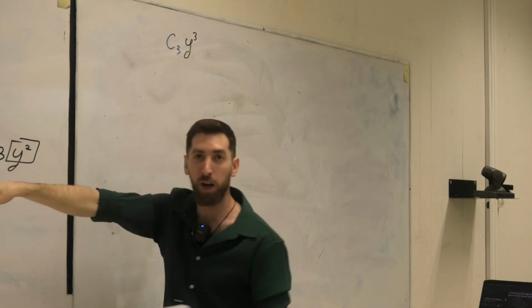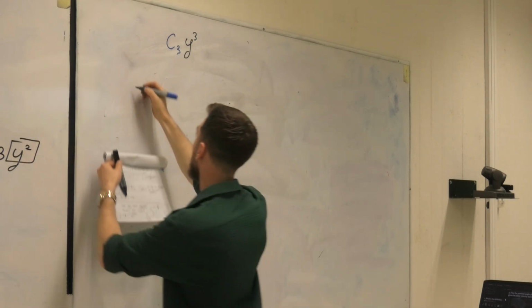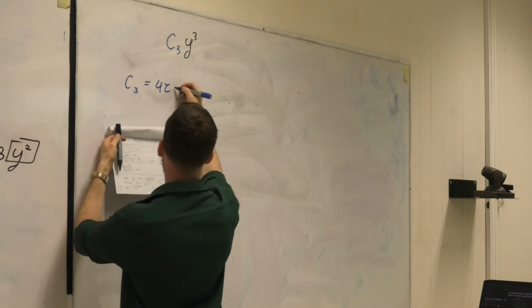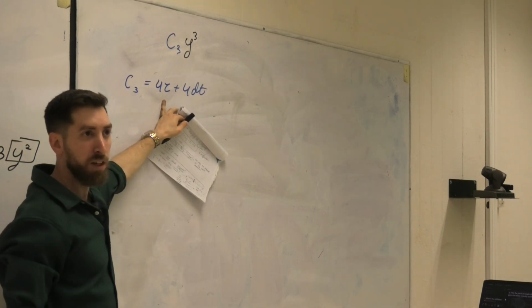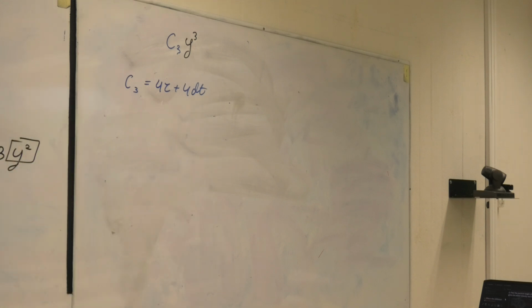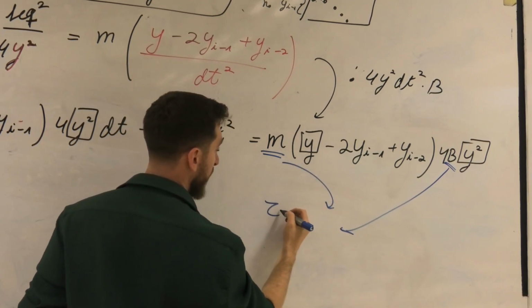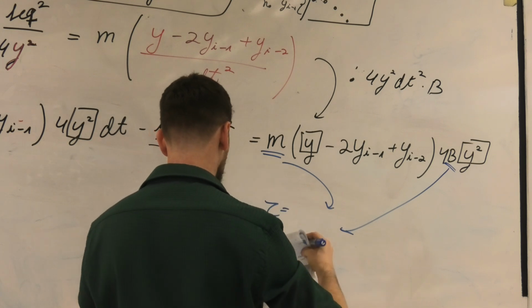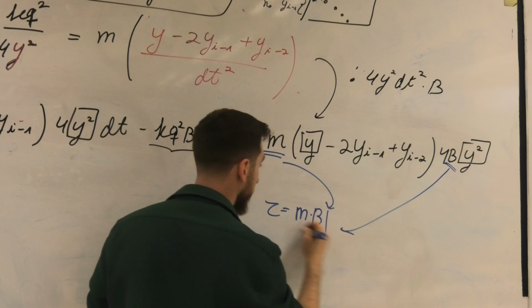If you look at the equation and reorganize it, you're going to see that the coefficient C3 is equal to 4 tau plus 4 dt, right? Tau, a reminder, I'm coming here. You see m, camera with me. You see this and this. Tau, if you recall, is the connection between them. It's m multiplied by b.